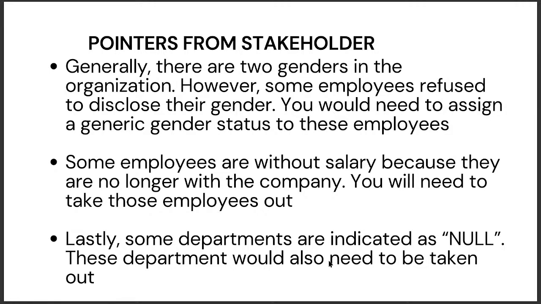So let's go to pointer 2 now. Some employees are without salary because they are no longer with the company. You will need to take those employees out. So if we're dealing with a salary column and we find there is no salary, we're going to remove these rows, because these are pointers from our stakeholders. This is what I was saying when I talked about dealing with null values, that it depends. This is the context, and your stakeholder is clearly telling you that if you find a null where salary is not in, you should delete these values. You should remove these rows. You should take them out. It's not needed for your analysis.